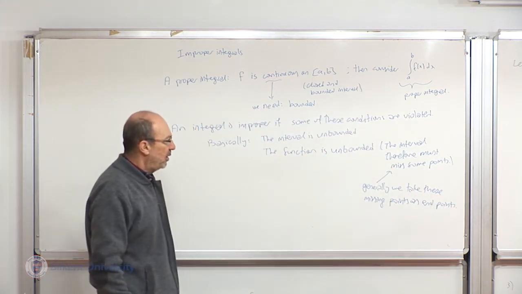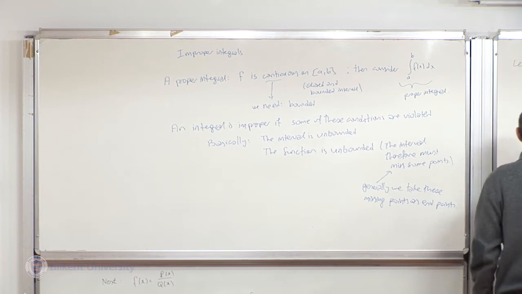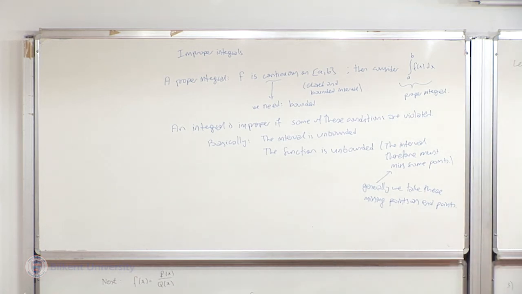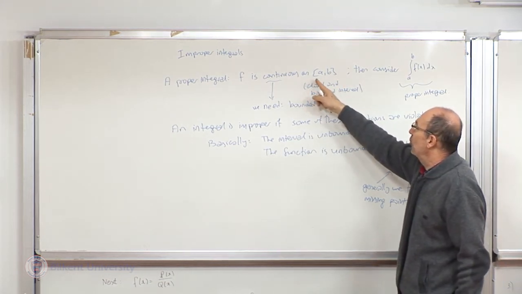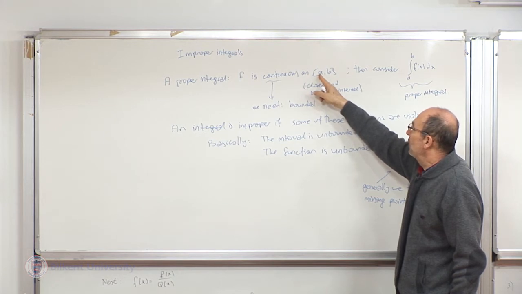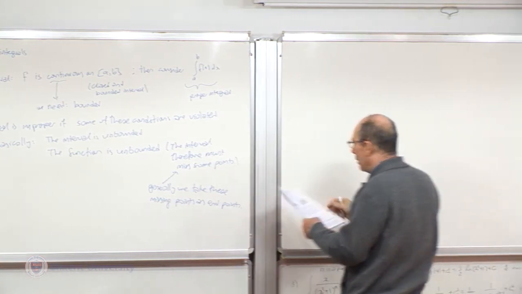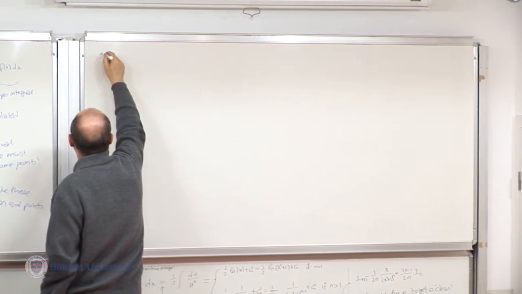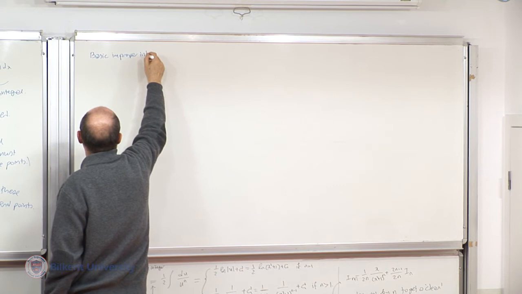So we say, let us make this in a nice, tidy manner. Let us classify these things. So our function will be nice, say, continuous on an interval from, say, 0 to infinity, or we will have f continuous on an interval of this type, but either this endpoint is missing or this endpoint is missing. So, okay, let's see. So basic improper integrals.